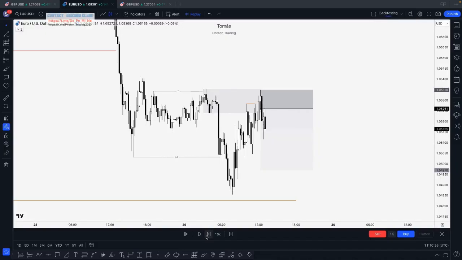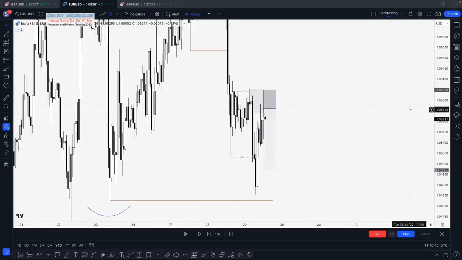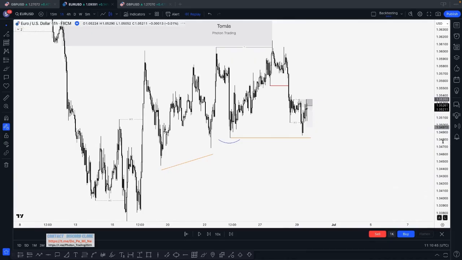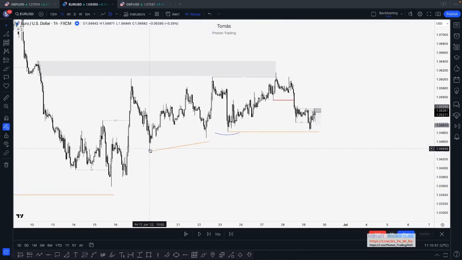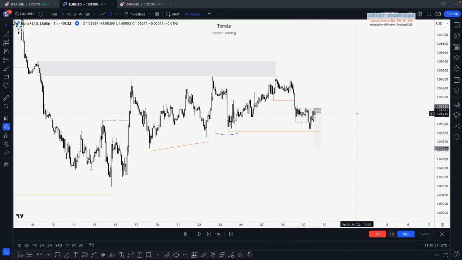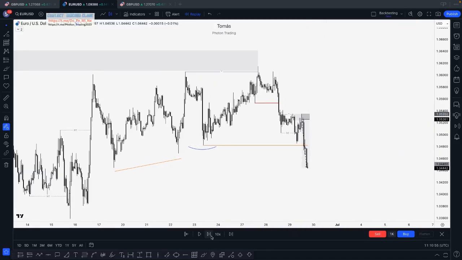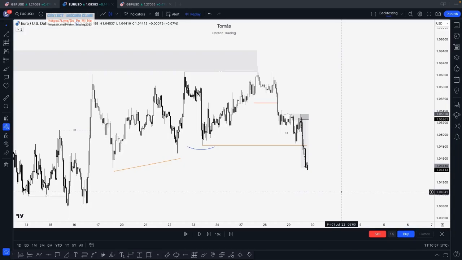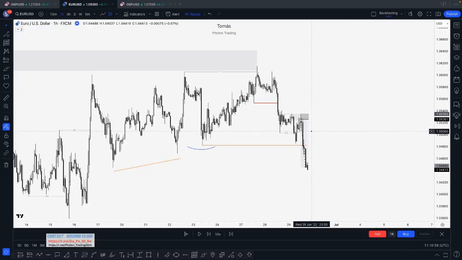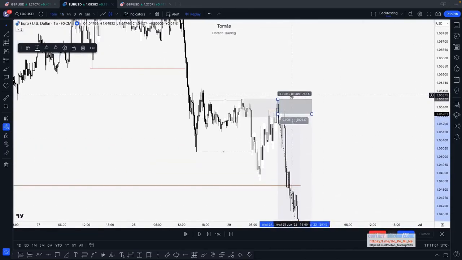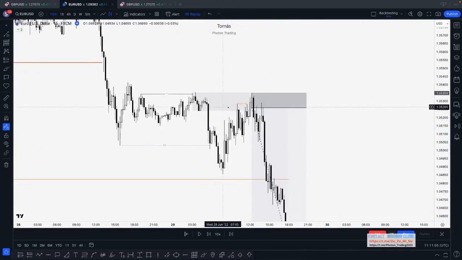Okay, what we know is that the objective of the trade is to take out this low, and we also understand that this is a lot of liquidity, so it's up to you how you want to manage. Okay, it's not a video to talk about management, it's up to you, but you can see the power of the concepts playing out.